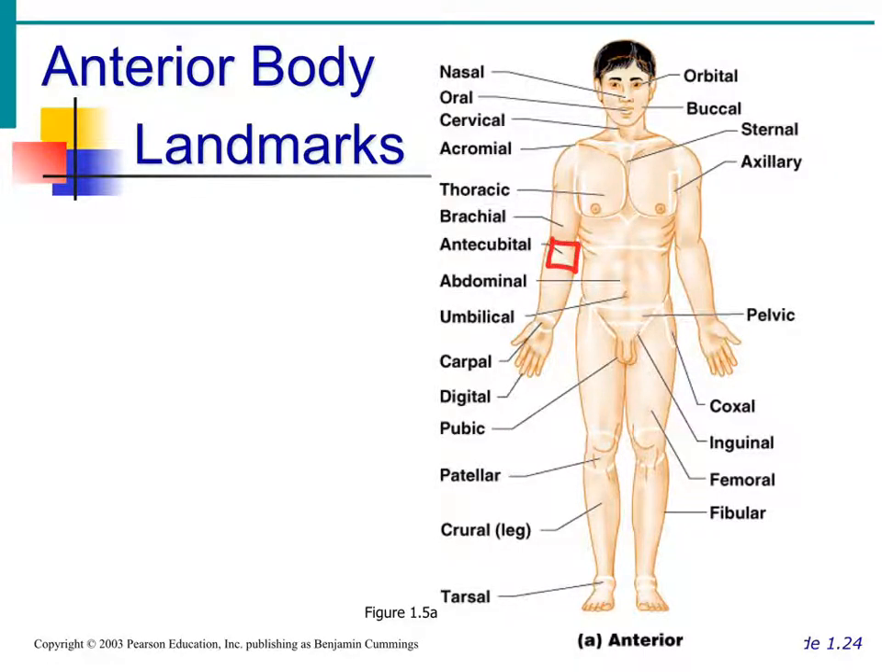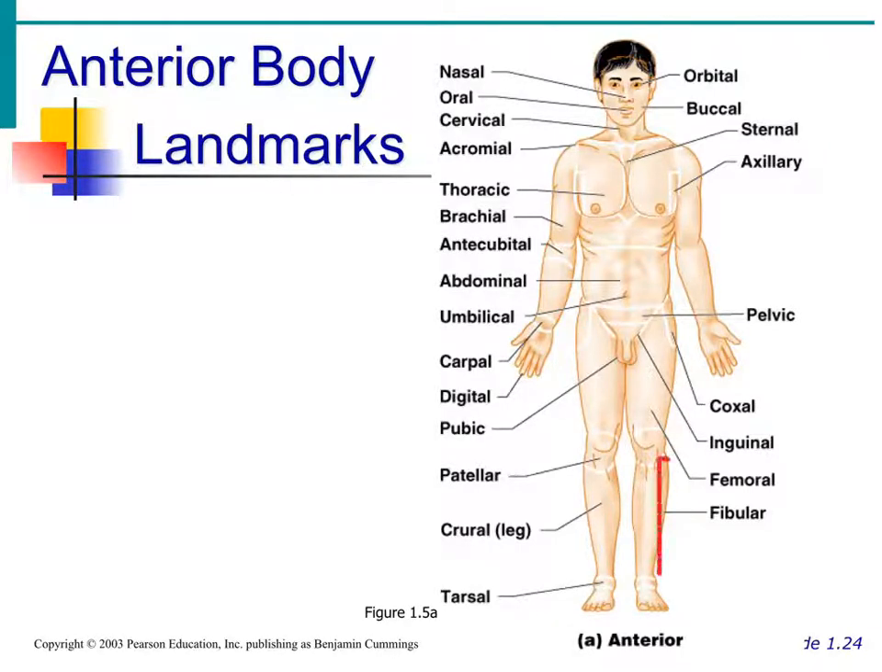Antecubital is the front of the elbow. The lower arm, which we call the forearm, is actually called antebrachial. Umbilical refers to the belly button area. Carpal refers to the wrist bone. Digital refers to the fingers and the toes. The pubic area is where the genitals are. Patellar is the knee region. Crural is the entire lower front leg. And then the tarsal is the ankle region.